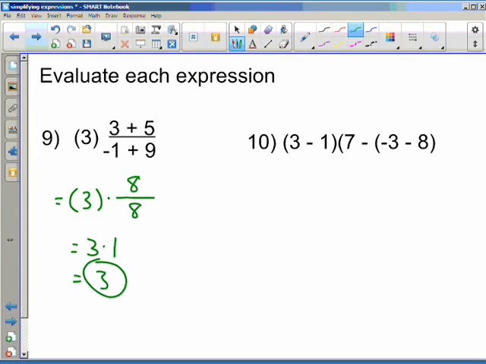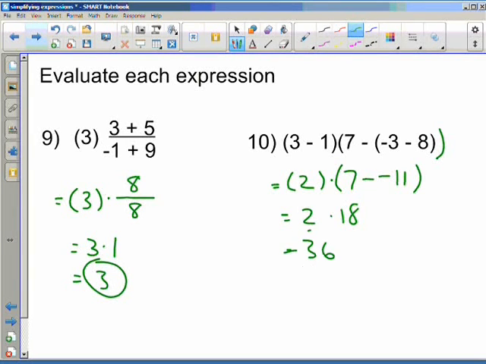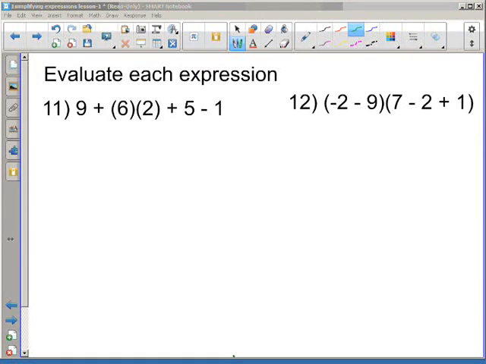Number 10, got some nested parentheses there. We got a 3 minus 1. Those are in parentheses, so we can actually do that math. We're going to have a multiply in here. 7 minus, and then negative 3 minus 8 is negative 11. 7 minus negative 11 is 7 plus 11, that's 18, and we get 36. Go ahead and try both of these on your own and then hit play and you can see how you did.